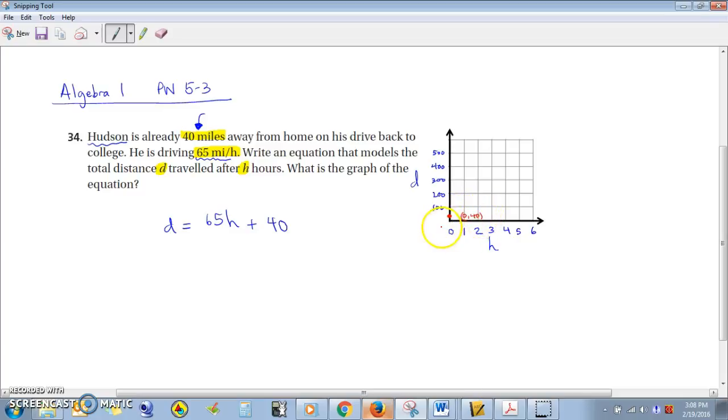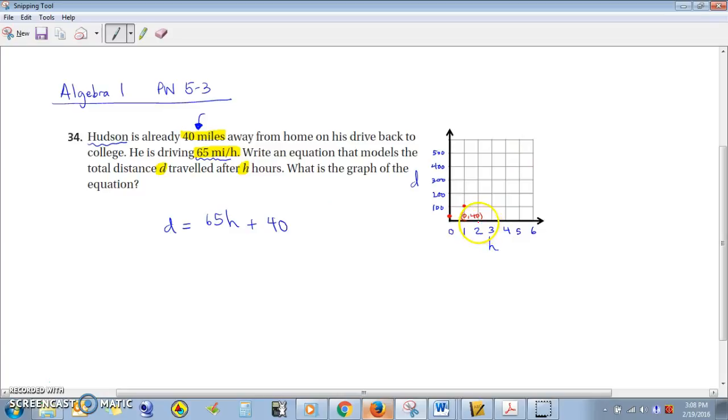When 1 hour has gone by, it's going to be 65 times 1 plus 40. And 65 times 1 is 65. Add 40, you get 105. So a little bit more than 100. And then we can label that point 1, 105. Or instead of cramming all my little labels for my points in there, I'll label maybe every other one. You want to have at least 2 or 3 points labeled every time you make a graph.